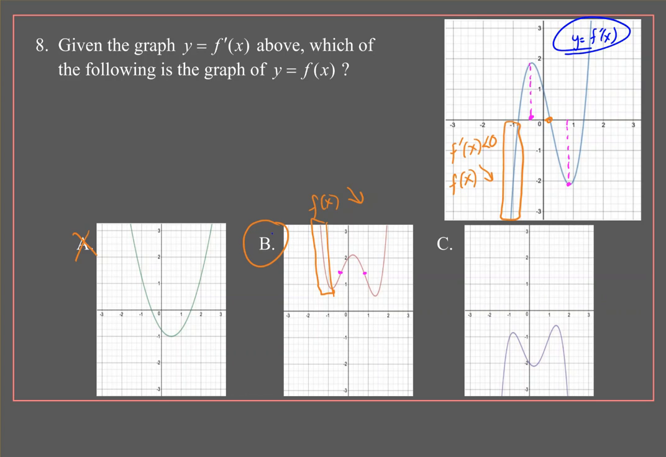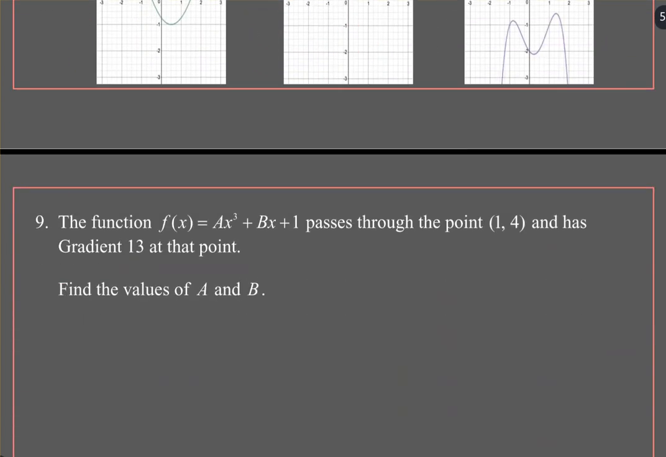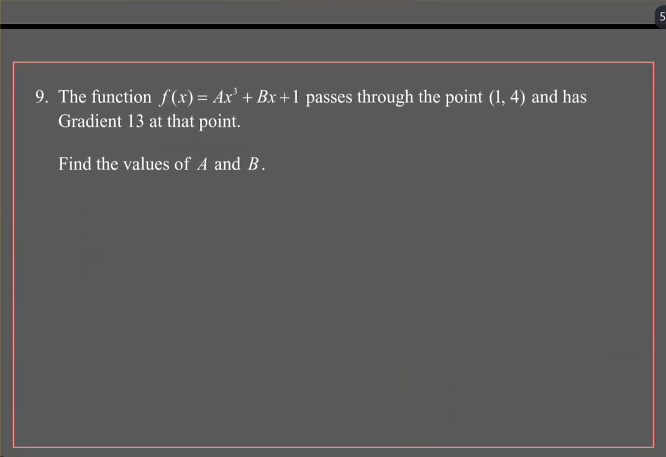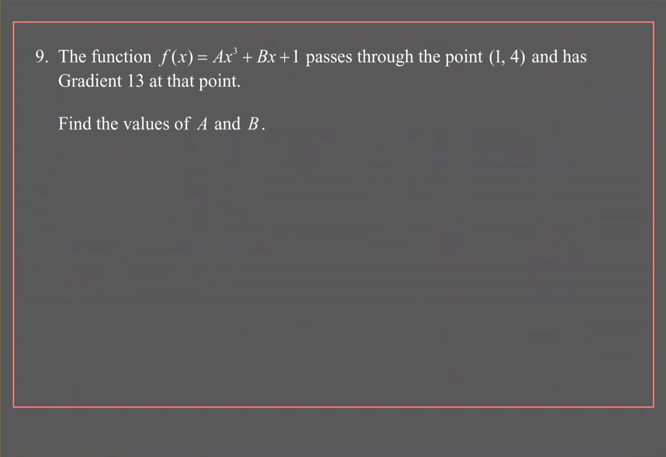But I chose to go with this in this particular case, with just going with the first derivative. All right, and finally, number 9, the function f of x equals that passes through the point (1, 4) and has gradient of 13 at that point.